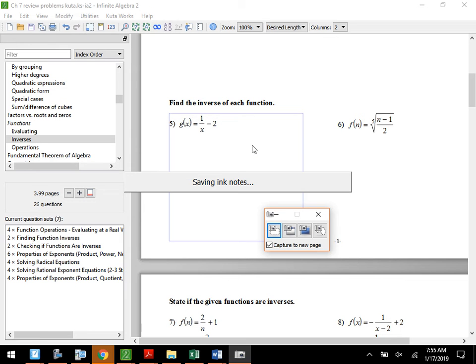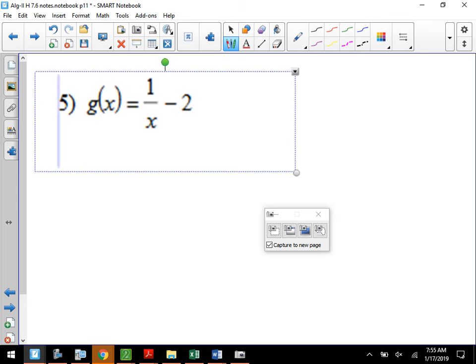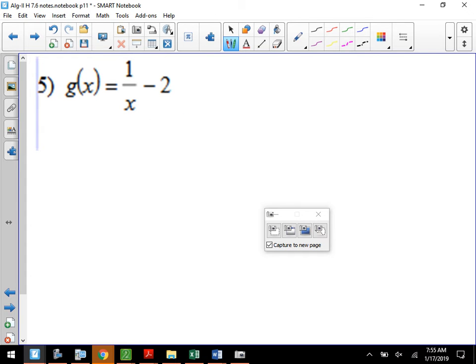I've seen a lot of people ask this one when people were in for flex. People ask this one pretty regularly. Remember, when you're finding an inverse, flip-flop x and y and resolve for y. So now this becomes x equals 1 over y minus 2. What do you do first? Add 2, very good. So now I have x plus 2 equals 1 over y.